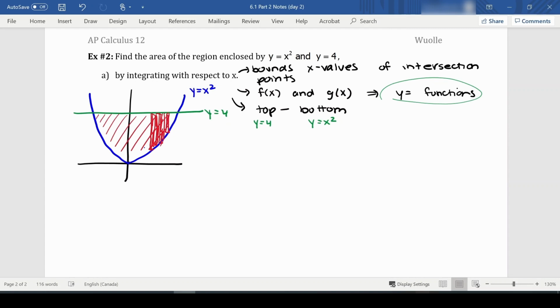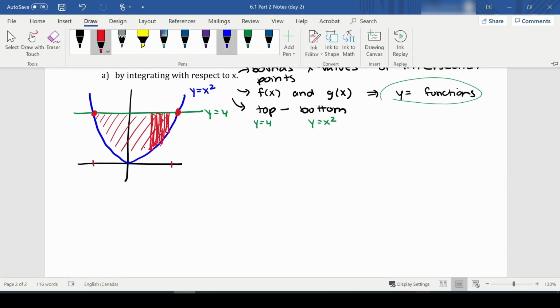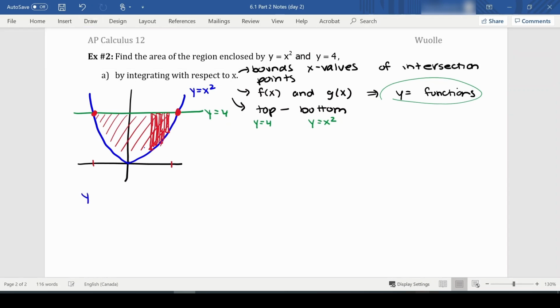Now we need to know what these intersection points are. And so we can do that algebraically, or you might already know that in your head. We do y equals x squared and y equals 4. You have x squared equals 4 or x equals plus or minus 2. That means that when we integrate, our area should be from -2 to 2 of our top curve, which is 4, minus your bottom curve, which is x squared, integrating with respect to x.